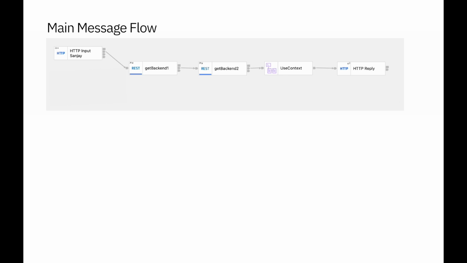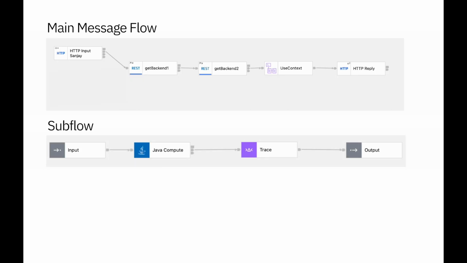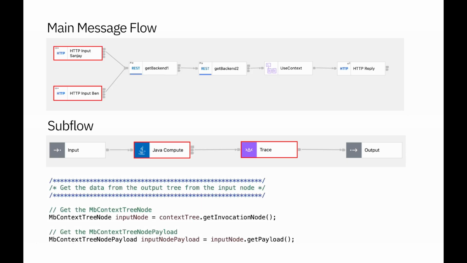So in the demo, I will continue with the message flow from the previous video, which was using a single message flow. I will move the Java Compute node and trace nodes from the main message flow into a subflow. And in the main message flow, I'll add an extra HTTP input node. So there will be two input nodes. I'll then show a simple code change, which allows you to access the input node without explicitly stating the name of the input node that is used. This is done by using the getInvocationNode method on the MB context tree object.